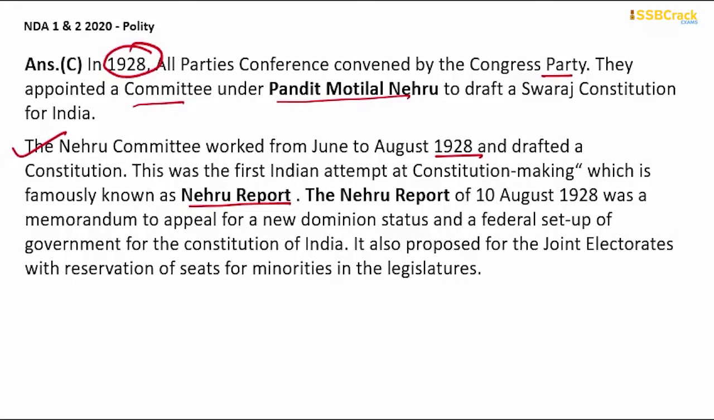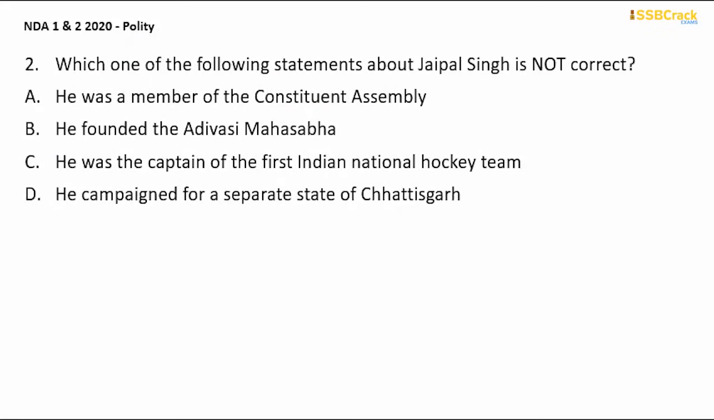The Nehru Committee worked from June to August 1928 and drafted a constitution. This was the first attempt at making a constitution, famously known as the Nehru Report. The Nehru Report of 10th August 1928 was a memorandum of appeal for new dominion status and a federal setup of government for the Constitution of India. It also proposed joint electorates with reservation of seats for minorities in the legislature. So the correct answer will be Motilal Nehru. Now the next question is, which one of the following statements about Jaipal Singh is not correct?